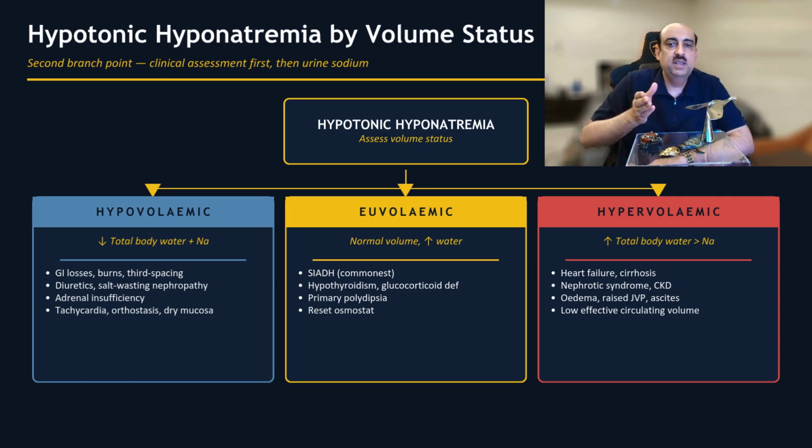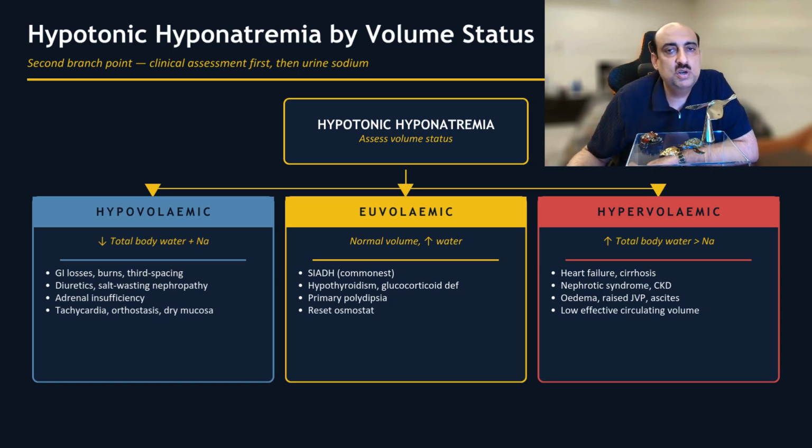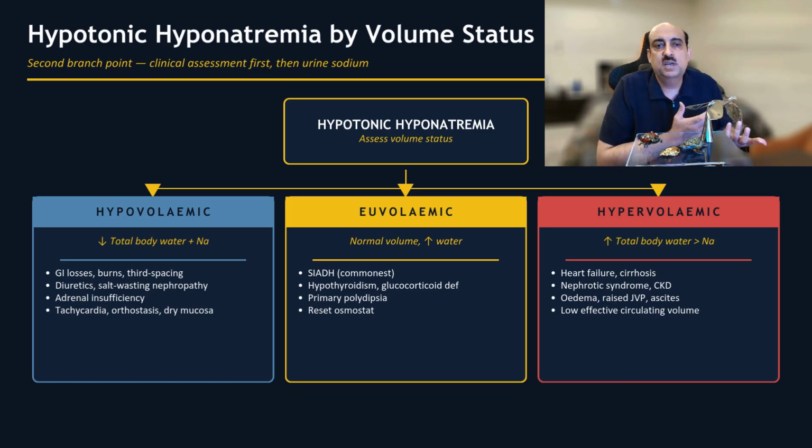The second, in the middle, is the euvolemic phase. The patient clinically looks normal, but there is inappropriate water which is held. SIADH is the commonest, but also hypothyroidism, glucocorticoid deficiency, primary polydipsia, and the reset osmostat are examples.